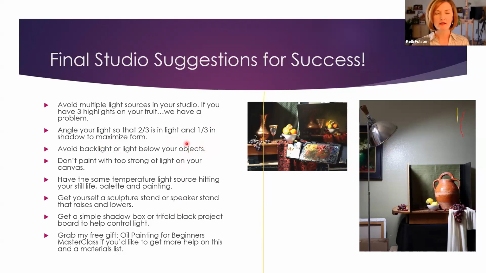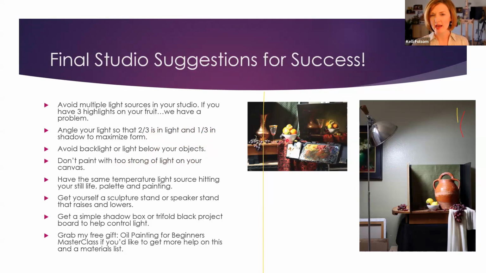Okay, angle your light so that 2/3 is in light and 1/3 is in shadow to maximize form. It is much harder to create form in backlight. Again, once you are reaching more masterful levels, you know how to do it and you can do it, but it's hard as hell to do it, okay? To create form in backlight or when most of the form is in shadow. So you want more of the form in light, less in shadow. And that's a pretty good ratio there, 2/3 and 1/3.